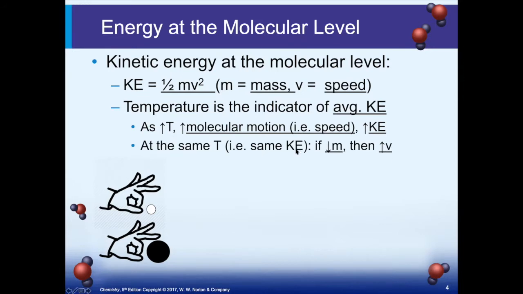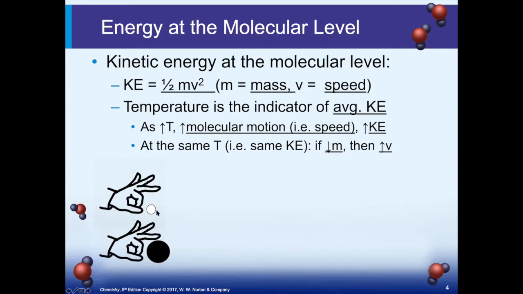But let's say that we have the same temperature, which implies we have the same kinetic energy. If the mass is lower, if that's what this down arrow M is meant to represent, if we have a smaller mass, then the speed goes up. Since things are at the same temperature, that means they have the same average kinetic energy. But if things don't have the same mass, then they're going to travel at different speeds. And so that's what this illustration is meant to show you.